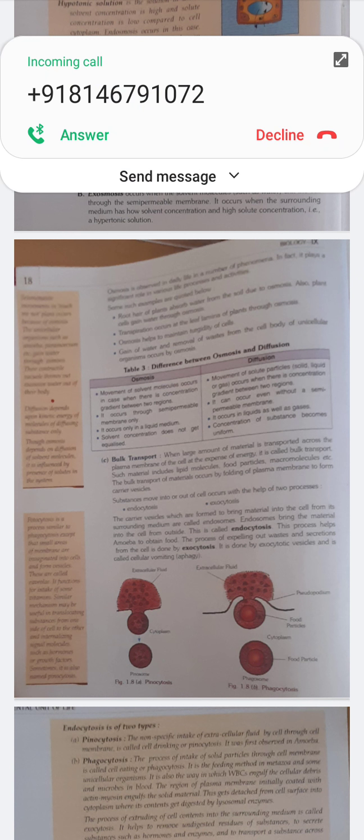Next, endocytosis is also further of two types. The first one is pinocytosis and the second one is phagocytosis. What is pinocytosis? Non-specific intake of extracellular fluid by the cell through the cell membrane. It means the cell drinking. That is called pinocytosis. It was first observed in the amoeba.